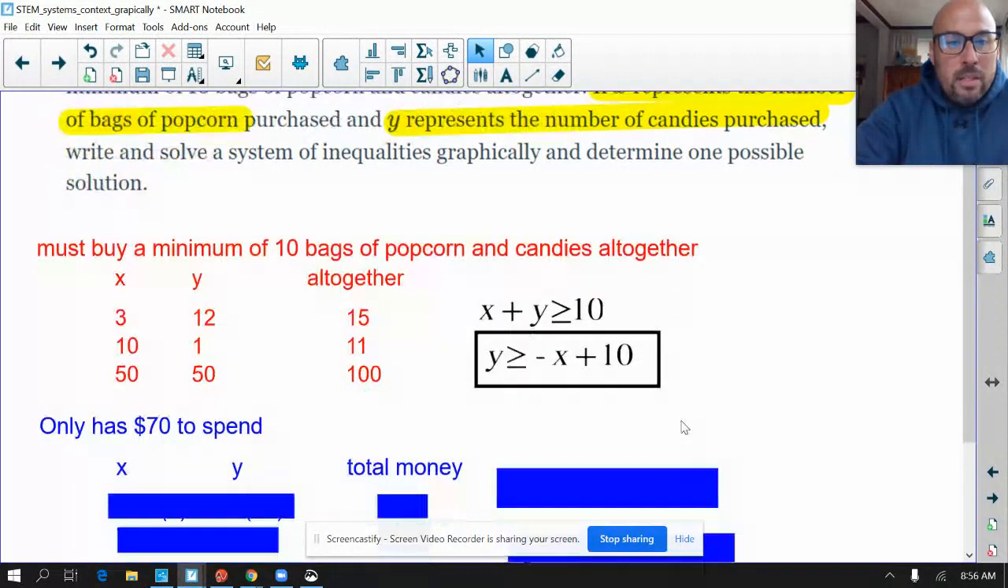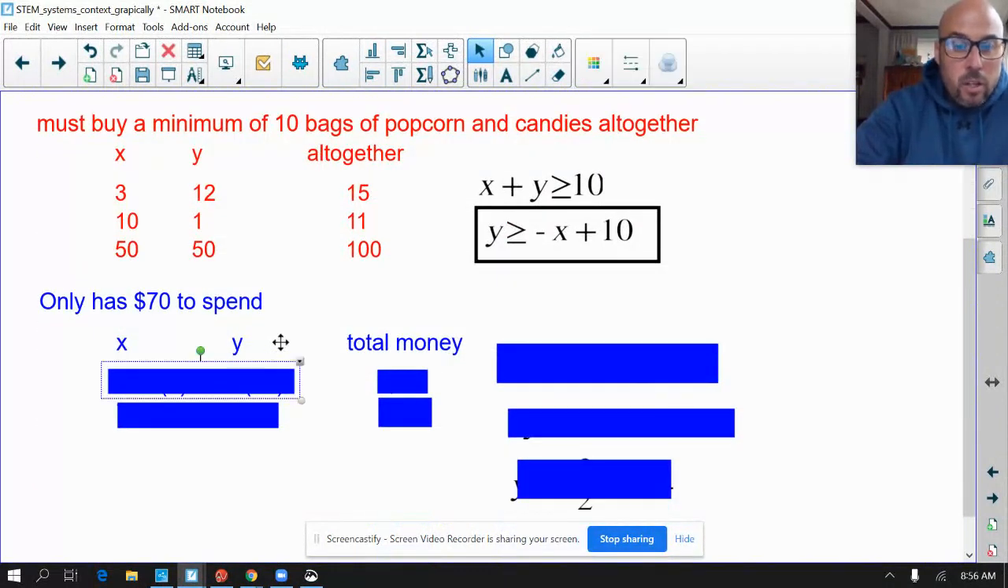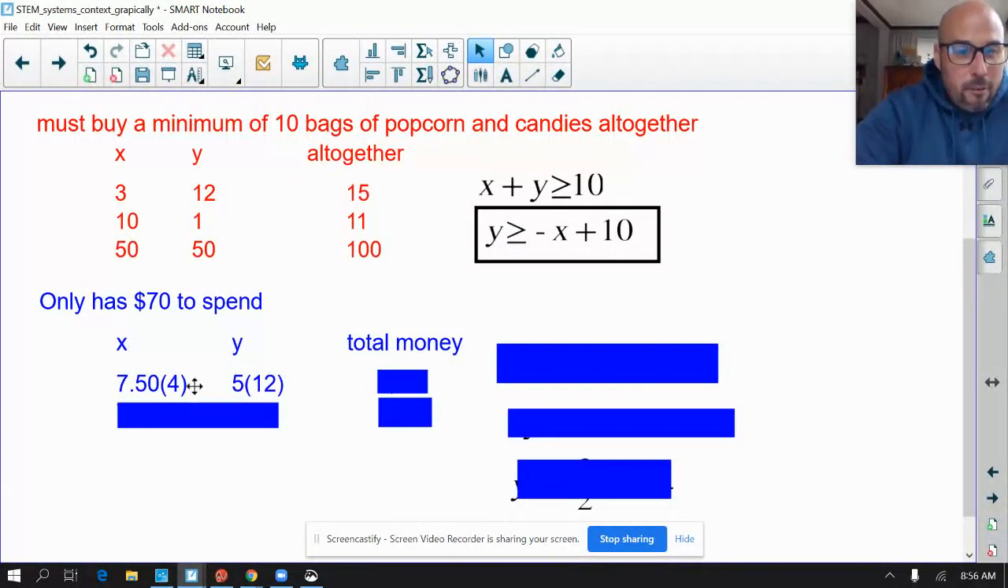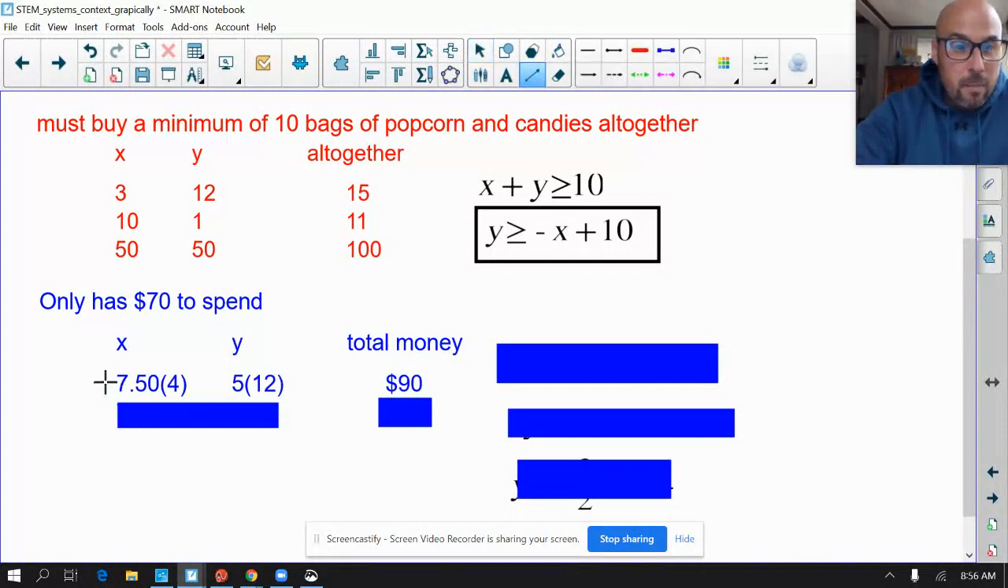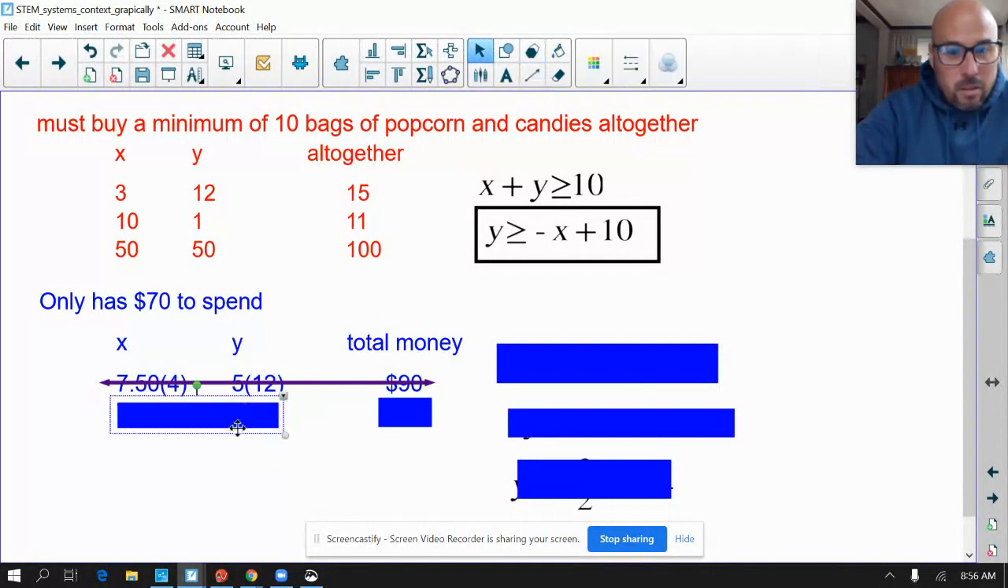All right, he only has $70 to spend. So could he buy 4 bags of popcorn and 12 bags of candy? We were told that it's $7.50 per bag of popcorn, $5 per bag of candy. Well, you get your calculator out. And looking at that, I see that 7.50 times 4 plus 5 times 12 is 90. So the answer is no. That's not good. He can't do that. He doesn't have $90. What's another solution?